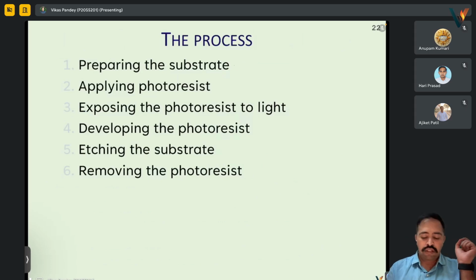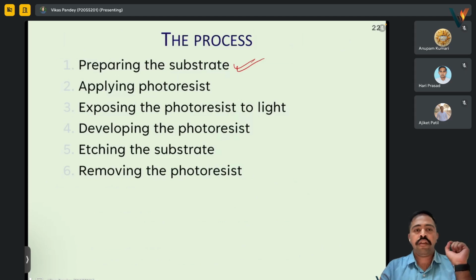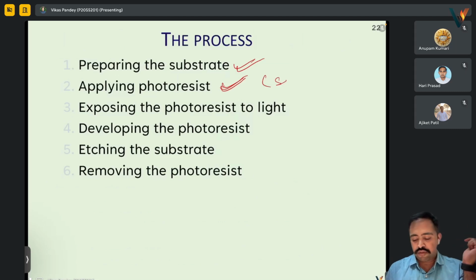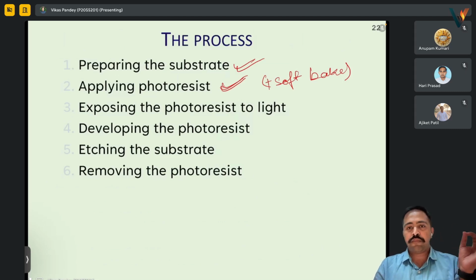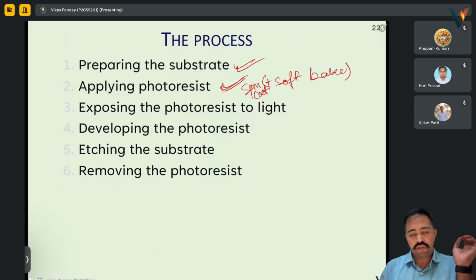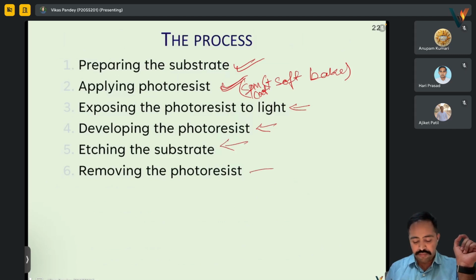First, we prepare the substrate, that is, we clean it or deposit whatever we have to deposit. The second stage is we apply the photoresist, using spin coating plus soft baking. Then we expose the photoresist to light, like we saw. Then we develop the photoresist, etch the substrate, and then we remove the photoresist.